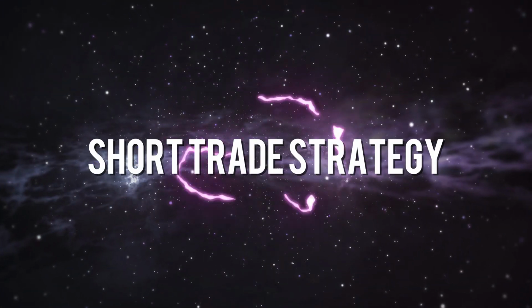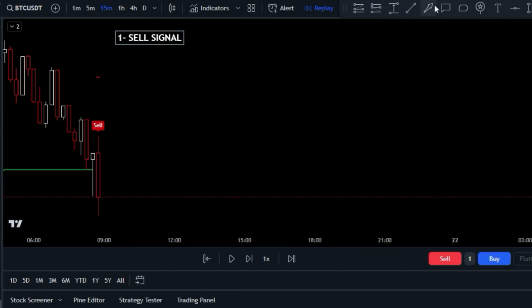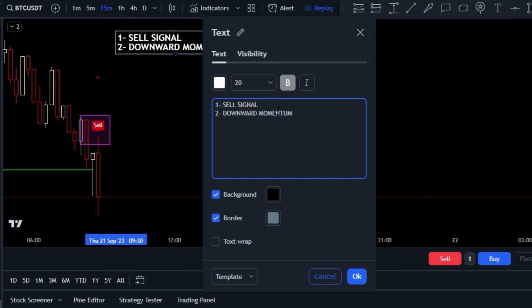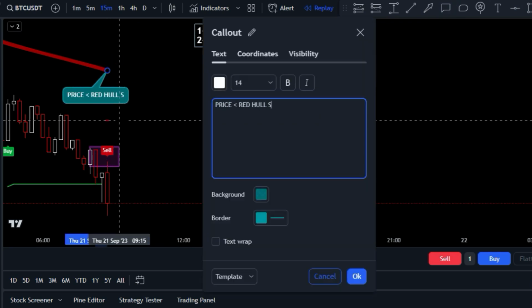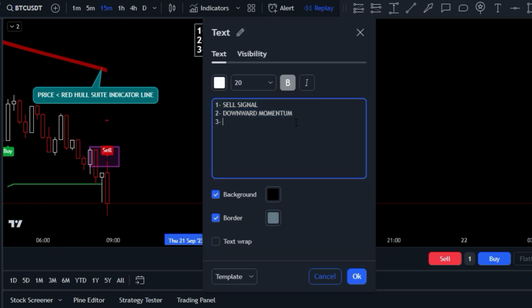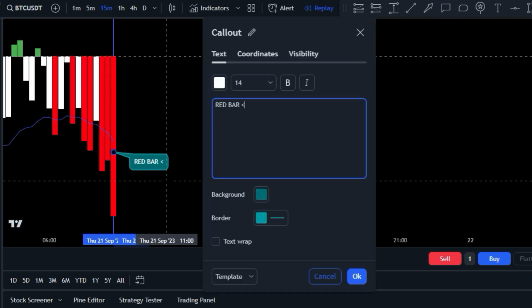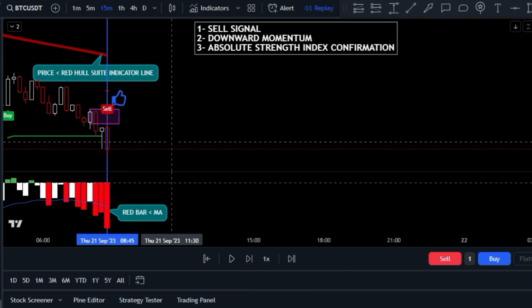Now, let's dive into the rules for a short trade. First off, we'll be on the lookout for the trailing percentage stop indicator to flash a sell signal. After that, we'll confirm that we're in a robust downtrend, which means the price should be below the red whole suite line. Finally, our trusty ABSSIO indicator needs to give its nod of approval. Once all these conditions align, it's time to enter the short position.